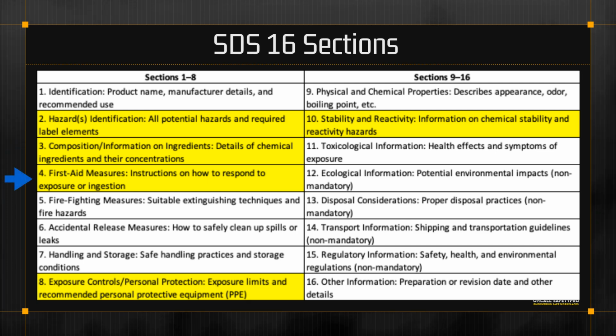Section 4, First Aid Measures, provides specific actions to take if someone is exposed, whether it's inhalation, skin contact, or ingestion. Section 8, Exposure Controls, Personal Protection, outlines safe exposure limits and what PPE is required, like gloves, goggles, or respirators, based on job conditions. Section 10, Stability and Reactivity, tells us what conditions or materials to avoid, such as heat, sparks, or incompatible chemicals, to prevent dangerous reactions or explosions. Pause this slide to review all 16 sections.